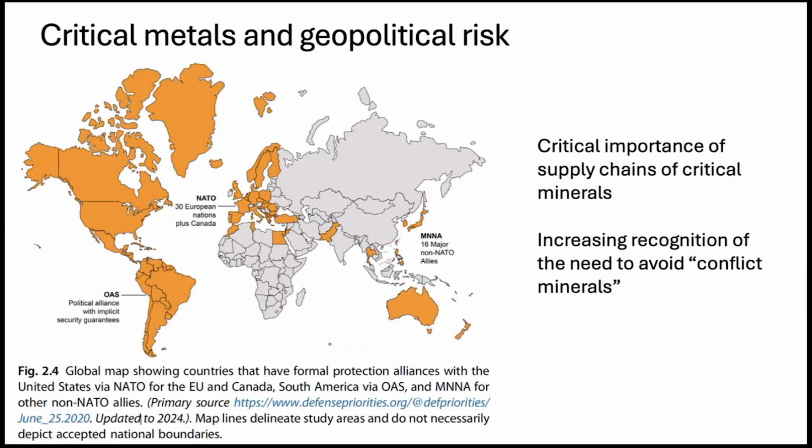And then the textbook talks about critical metals and geopolitical risk. And so we can divide the world into different blocks geopolitically. So in orange here, we have NATO countries or NATO aligned countries. And so there are certain advantages to being aligned in NATO in terms of supply chains and so forth.